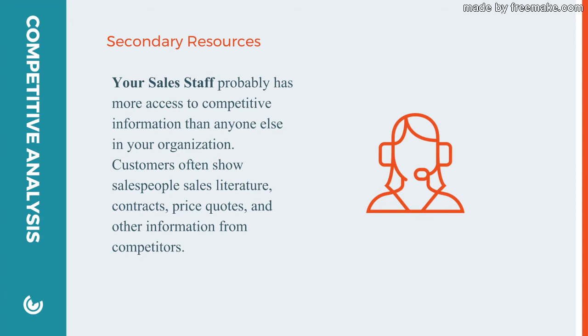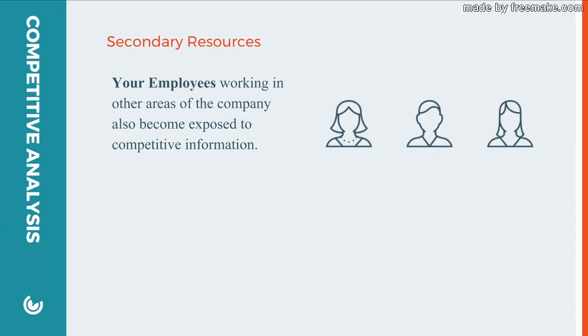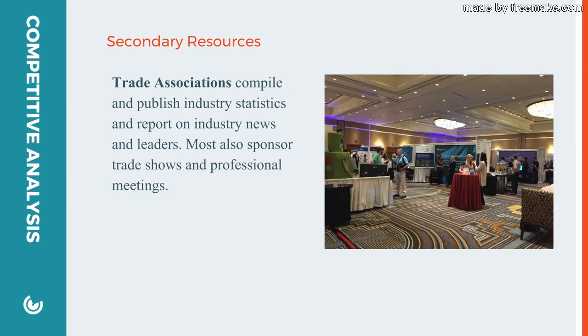Customers often show salespeople sales literature, contracts, price quotes, and other information from competitors. Your employees, even those working in other areas of the company, become exposed to competitive information. They interact with others in their industry area and often learn what your rival is doing or hear gossip. Trade associations compile and publish industry statistics and reports on industry news and leaders. Most also sponsor trade shows and professional meetings where you can see firsthand what your competition is producing and discover new players in the scene.